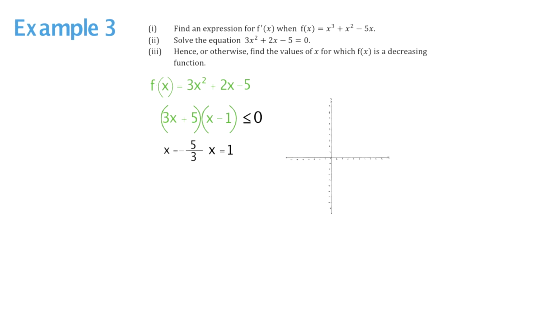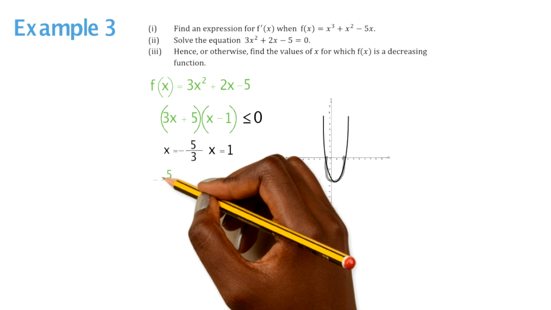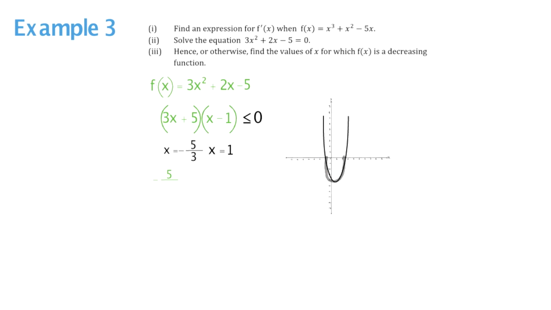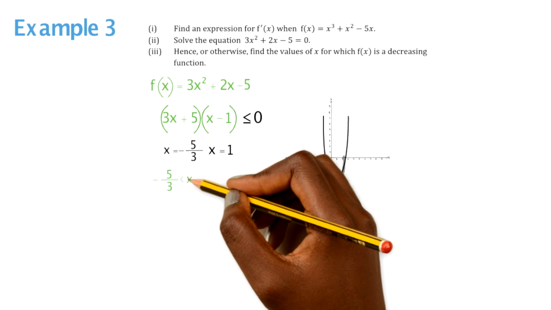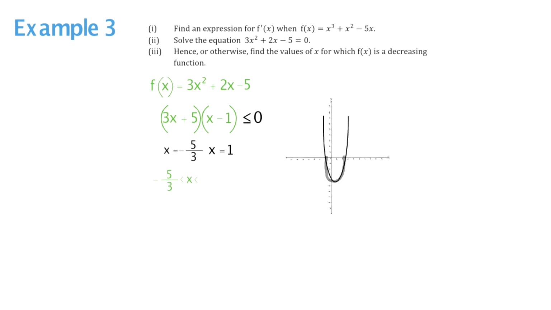So now where it says hence or otherwise find the values of x for when f of x is a decreasing function, remember, if it's a decreasing function, it's where the derivative is less than or equal to 0. And so we can see that below the x-axis is like that sandwich part. So you're going to write a sandwich inequality for your values where f is a decreasing function. So you'll write it as minus 5 over 3 is less than x, which is less than 1. And that's all you need to do.